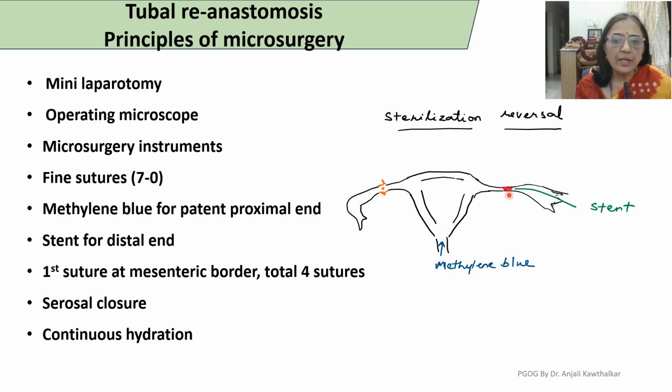First suture is usually taken at the mesenteric border, and there are a total of 4 sutures taken: one at the inferior margin, one superior margin, one anterior surface, one posterior surface, and then followed by that, serosal closure is done as a second layer. Now, throughout surgery, for the clearing of the surgical field, mops are not to be used, as it leads to further damage.